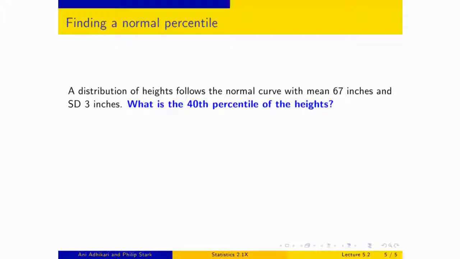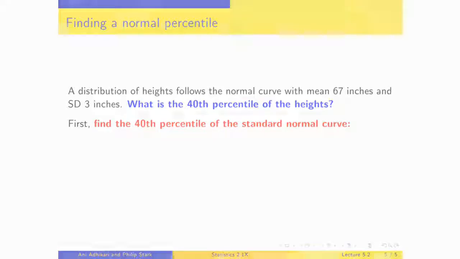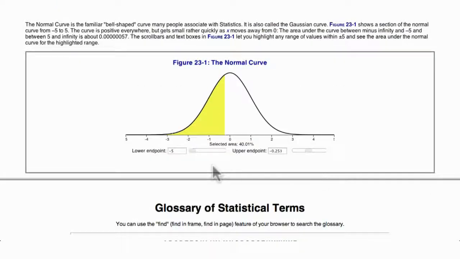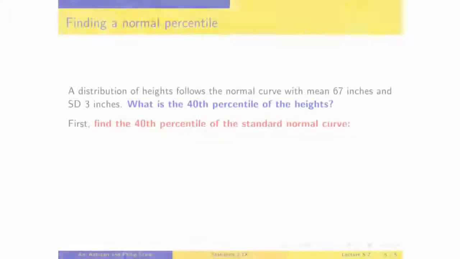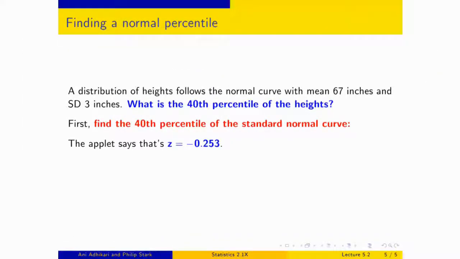Well, let's find the 40th percentile of the standard curve by going to the applet. And the applet says that the 40th percentile of the standard curve is negative 0.253. No surprise that it's negative. It's below the center. It's the 40th percentile. 0 is the 50th percentile. So the applet says that the 40th percentile of the standard curve is negative 0.253, and that is my answer.